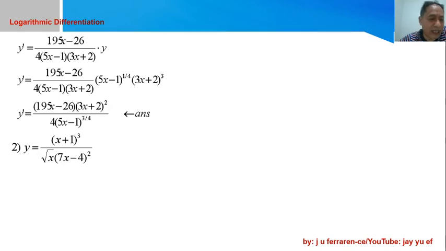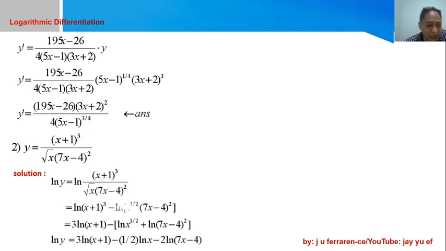Now, number 2 is in the form of a ratio. So we are actually having three functions in x. As a ratio, we can take the natural logarithm on both sides of the given. Then I can simplify my right-hand side.